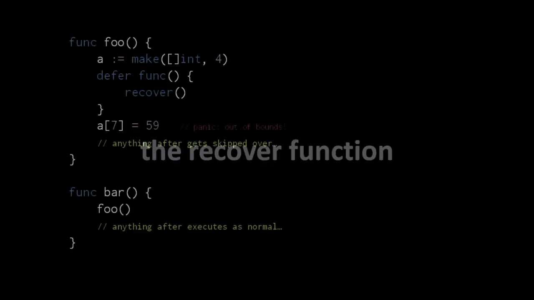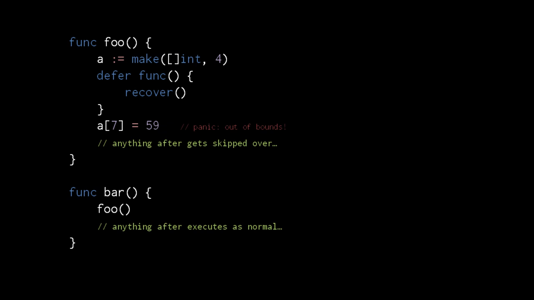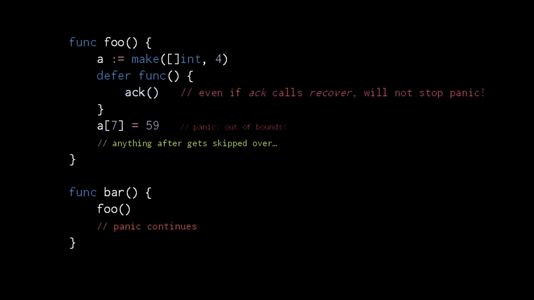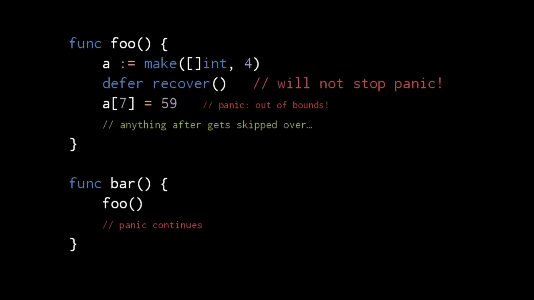As a panicking thread executes deferred calls, we can stop the panic by calling the built-in function recover. Here, the call to foo will panic, but because a deferred call in foo calls recover, the function which called foo will itself execute as normal. A peculiar thing about recover is that it only stops the panic if it is called directly in the deferred call. Here, even if function ack calls recover, the panic will continue. Nor will recover stop a panic if we defer a call to recover itself. We can only stop a panic by calling recover directly in a deferred call to some other function.